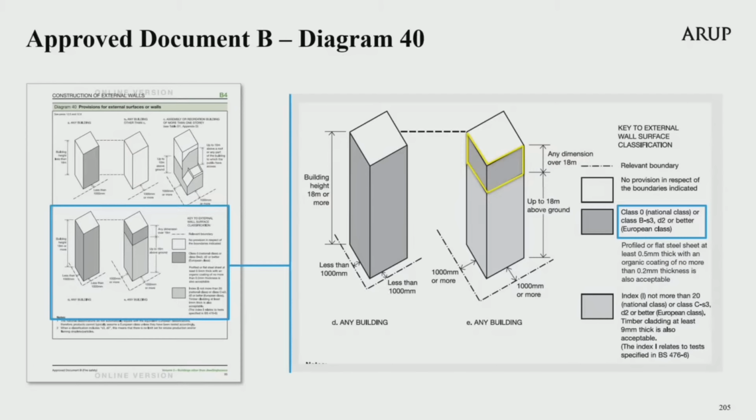This meant the composite product used for the external surface needed to have been tested as a minimum to the single burning item test and the single flame source test, exactly as set out on the right-hand side of diagram 40.